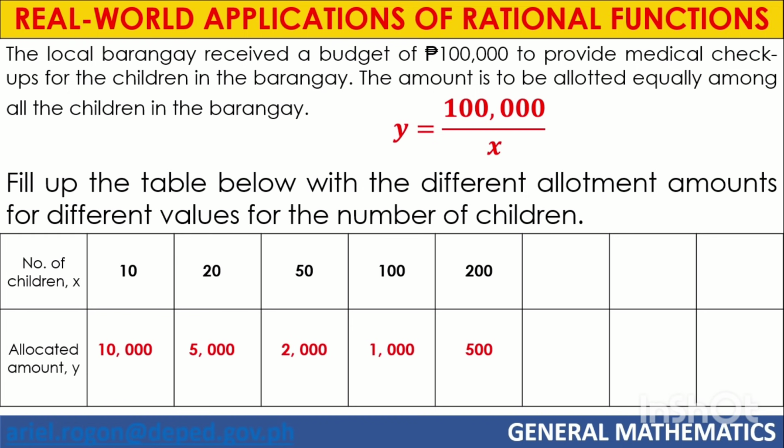So, mas maraming bata, syempre mas konti yung allotment na marireceive nila, no? Yung allotted amount na makukuha nila. Like for example, kapag 300 na, magkano na lang ang makukuha ng bawat isang bata? 333.33. Pag 500, mas mababa. 200 na lang ang makukuha ng bawat isa. Kung may 1,000 sa barangay na yon, 100 lang ang makukuha nila. So this is an example na pwede nyo makita yung application ng rational function.